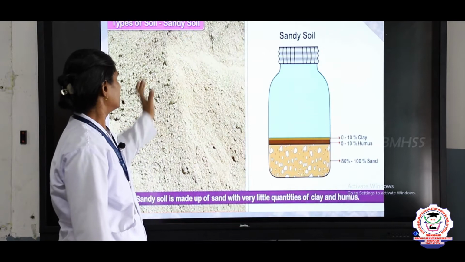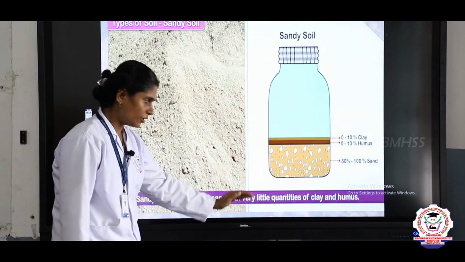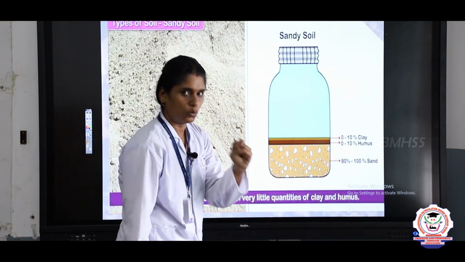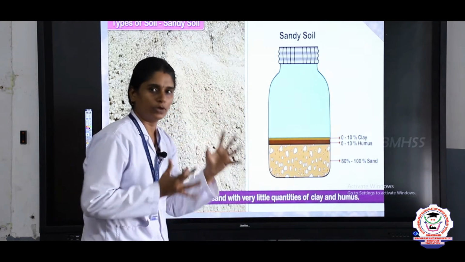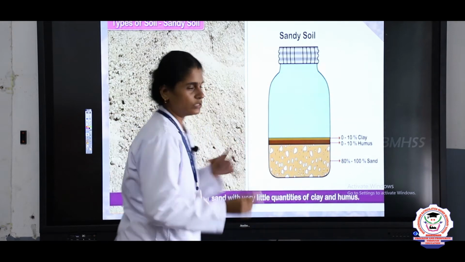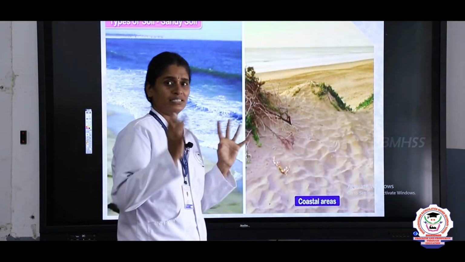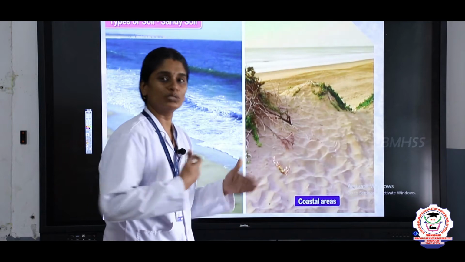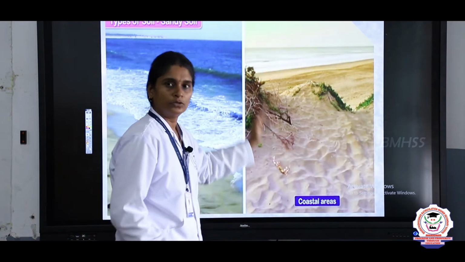So what are the various functions of the sandy soil? This sandy soil is full of sand and it will not hold much amount of clay and humus. So we cannot grow plants in the sandy soil. Mostly we can see sandy soil in the desert regions as well as near the coastal areas, near the seashores.